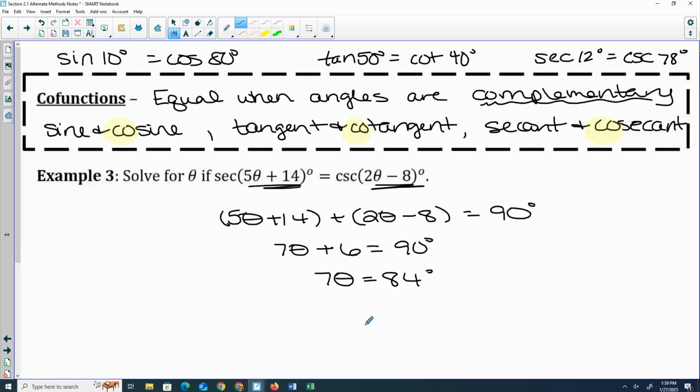Divide by 7. So theta would have to be 12 degrees. So if two cofunctions are equal, their angles have to add up to 90 degrees. Any questions?